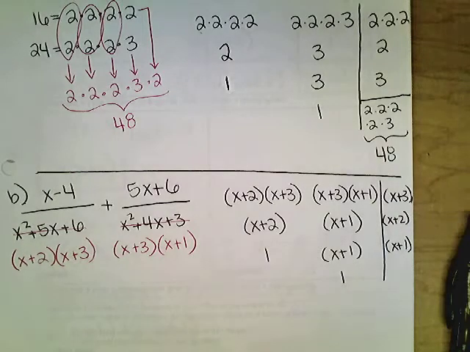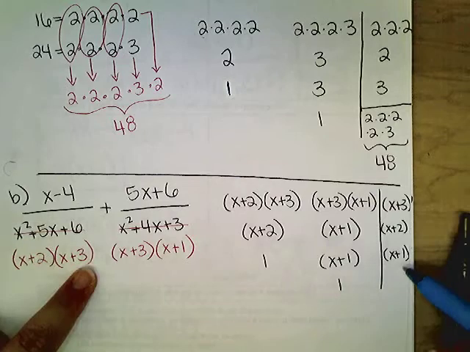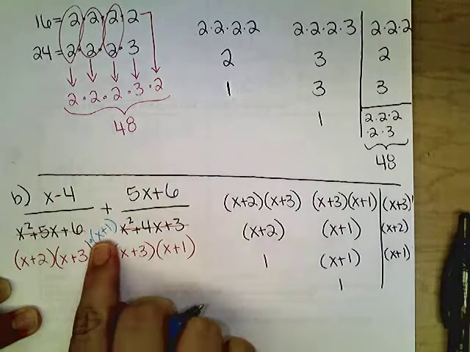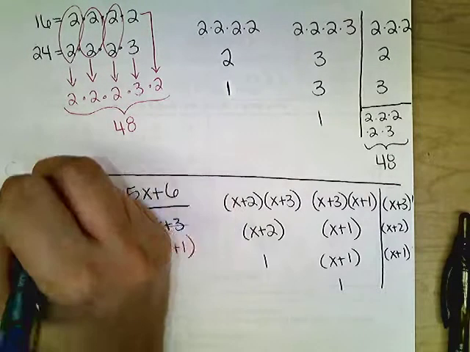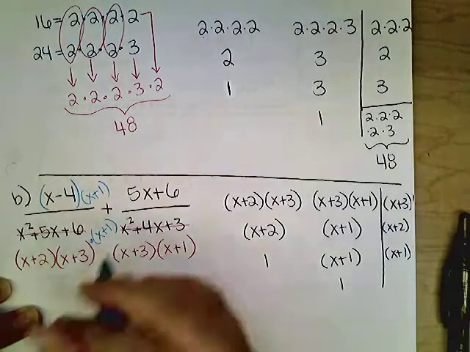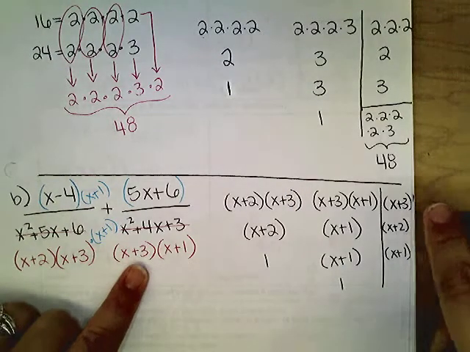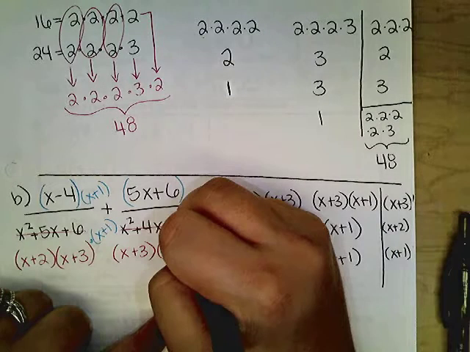So what are we missing? Well, we have x plus 3, we have x plus 2, we're missing an x plus 1. So I'm going to multiply this by x plus 1. Whatever we do to the bottom, we do to the top. X plus 1. And remember, this is a family here, so I'm going to put that in parentheses. I'm also going to put this in parentheses here. Okay. Here, in our second fraction, we have an x plus 3, we have an x plus 1, so we're missing an x plus 2.